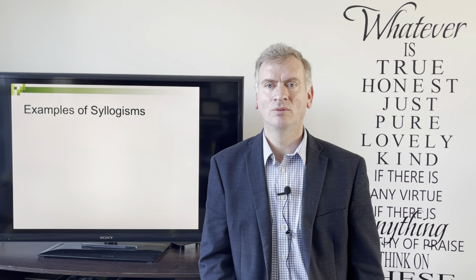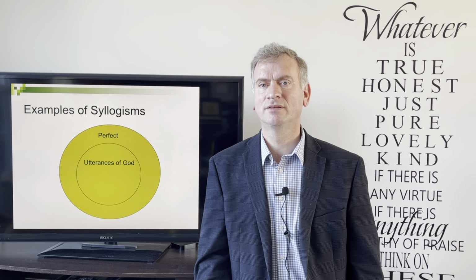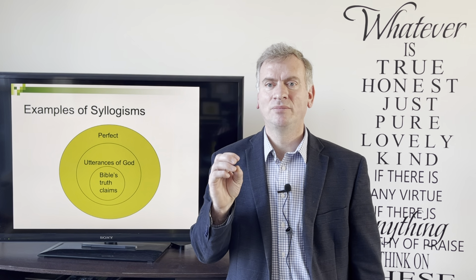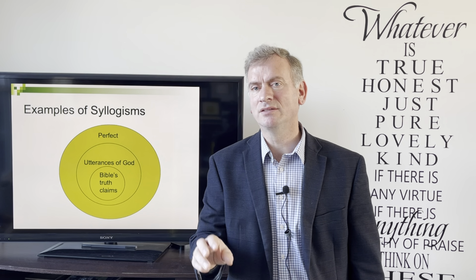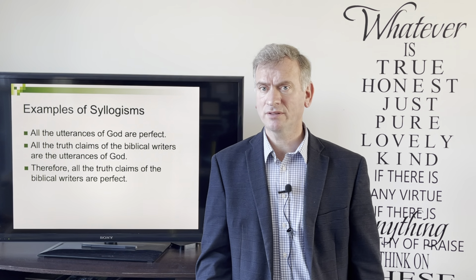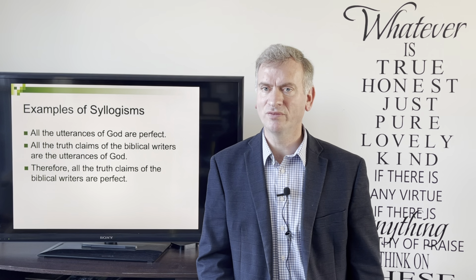When we diagram that, it works, right? The utterances of God belong to the category of perfect. The truth claims of the Bible are utterances of God, and therefore they are perfect. You see? The truth claims of Scripture are inerrant because they are the utterances of God. So let's go back to that syllogism. All the utterances of God are perfect. Premise 1. Premise 2, all the truth claims of the biblical writers are the utterances of God. Conclusion, therefore all the truth claims of the biblical writers are perfect and thus inerrant. An important argument for inerrancy.